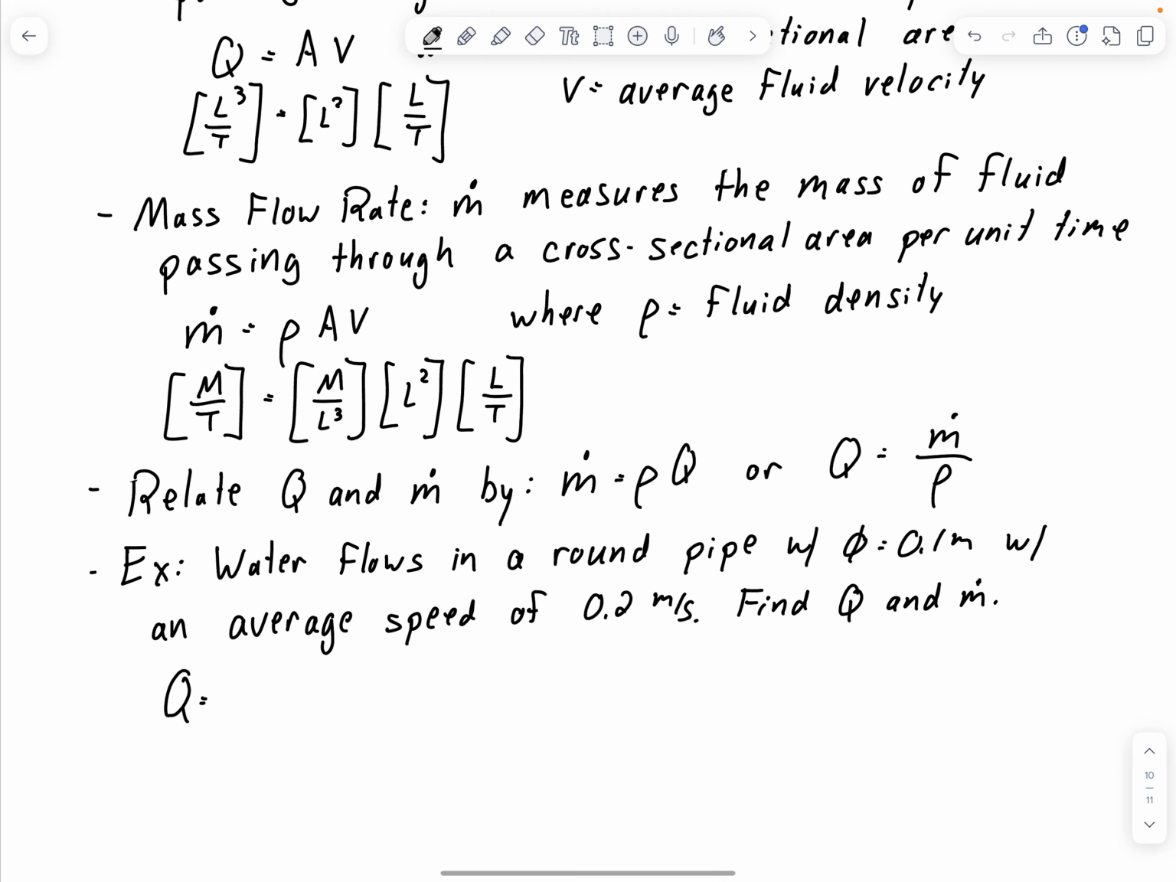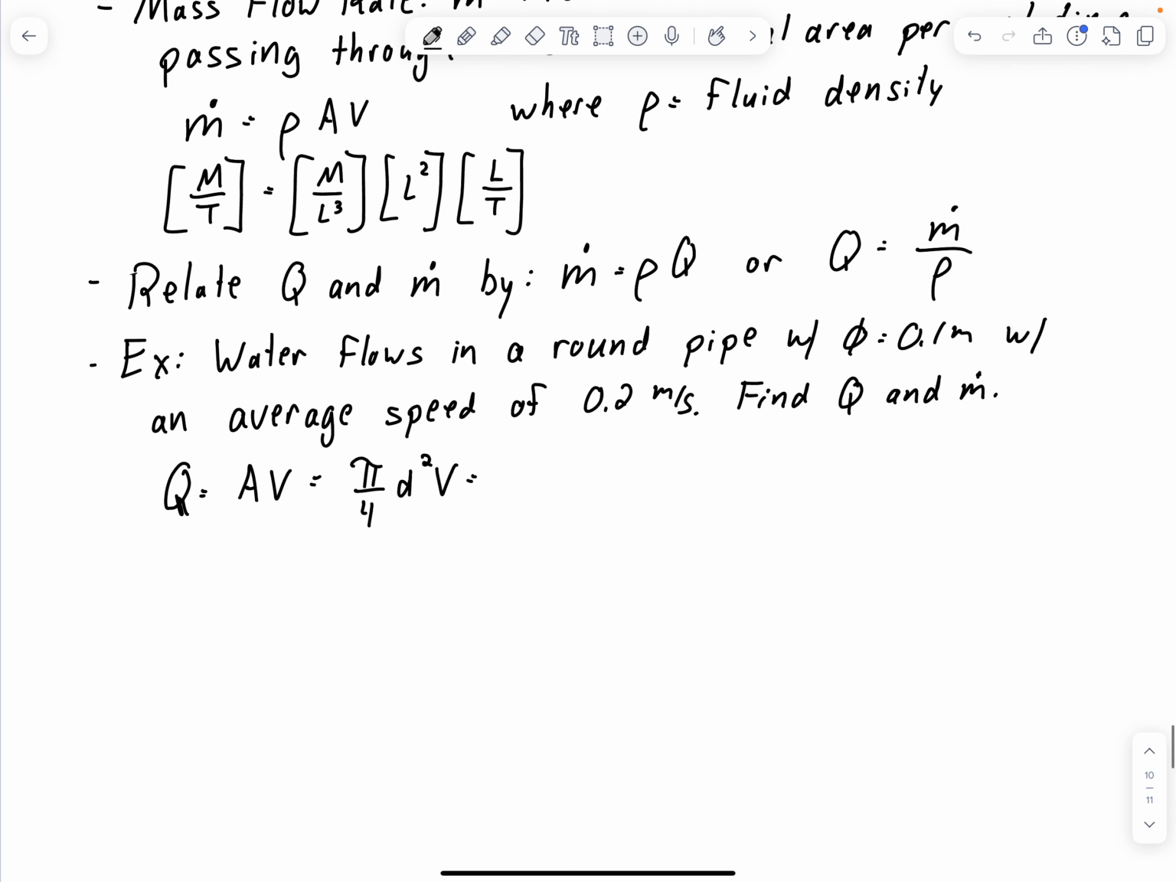So Q, we said, is equal to the area times the velocity. So the area, the cross-sectional area of the circle is pi over 4 d squared times the velocity. So here, pi over 4, we have this multiplied by our diameter, 0.1 meter, which is squared, and then we multiply that by 0.2 meters per second, our average velocity, which gives us 0.0016 meters cubed per second.